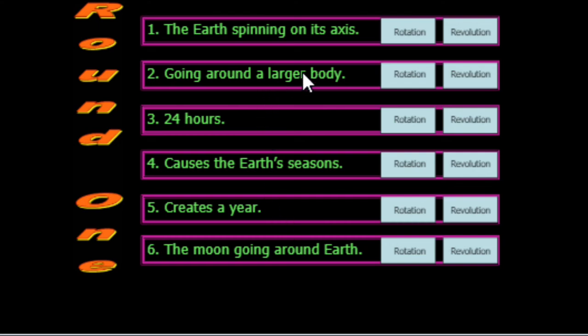Going around, all the way around a larger body. Is that a rotation or revolution? Well, you're going all the way around, so that is... 24 hours. Every 24 hours, the Earth spins, and the word for spinning is, well, I hope you said rotation.